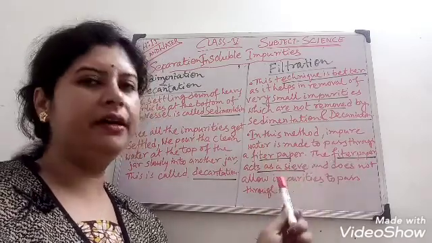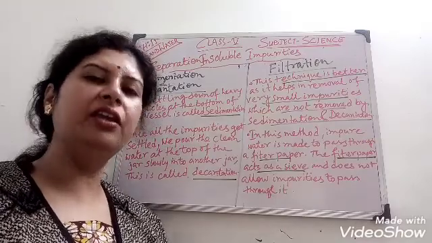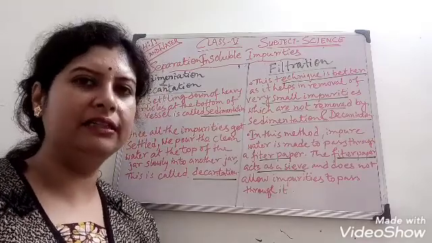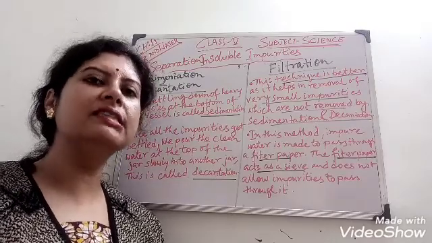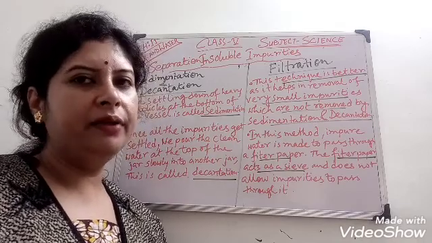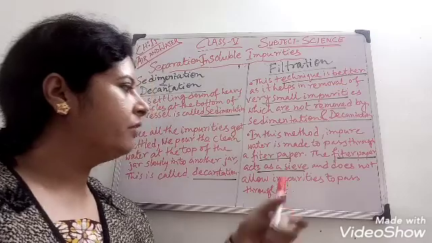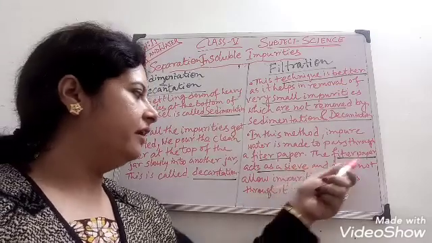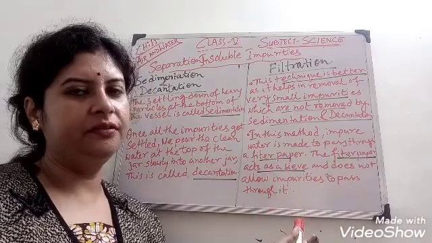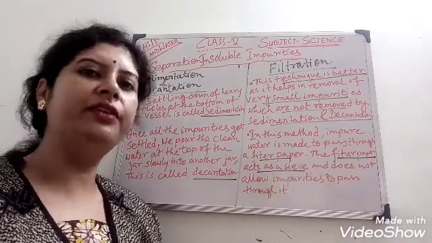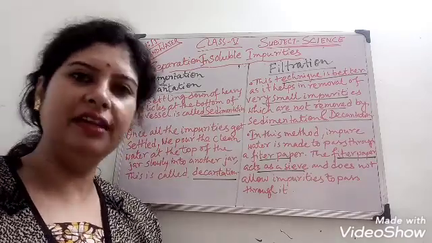The filter paper acts as a sieve, as you have already seen in your house that whenever your mother served hot tea, she used the sieve to separate the tea leaves from the clear tea, right? It acts as a sieve and does not allow impurities to pass through it. So, this is our filtration method. Hope this full chapter is clear to you all.